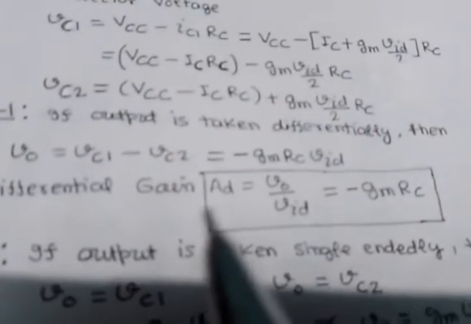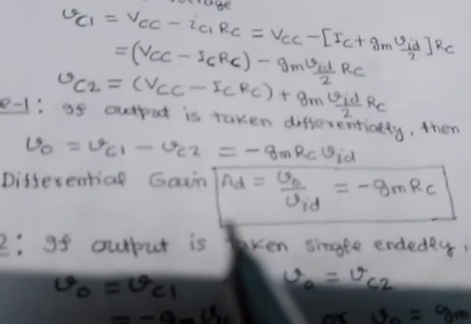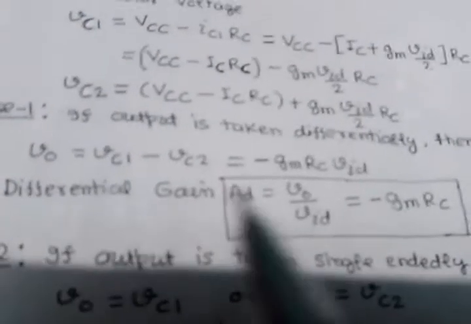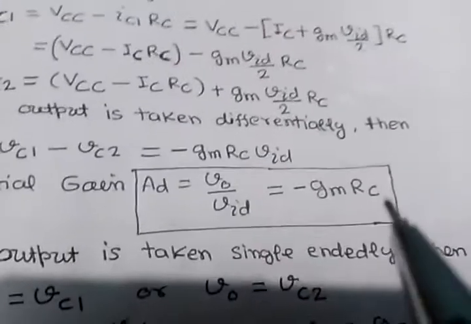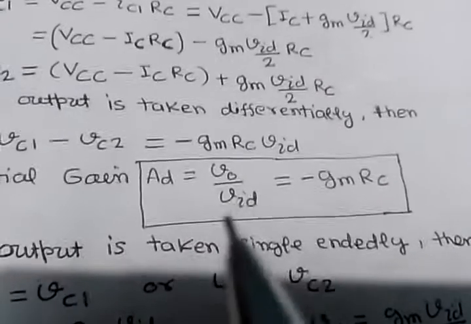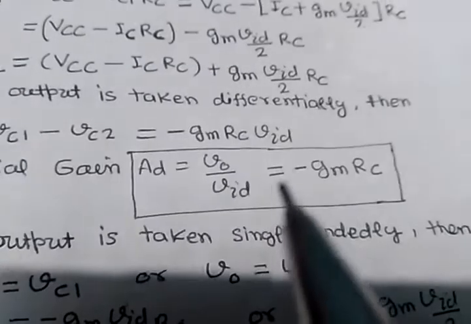Differential gain means output voltage upon differential input VID. So differential gain AD equals VO upon VID equals minus GmRC. This is the differential gain if output is taken differentially.